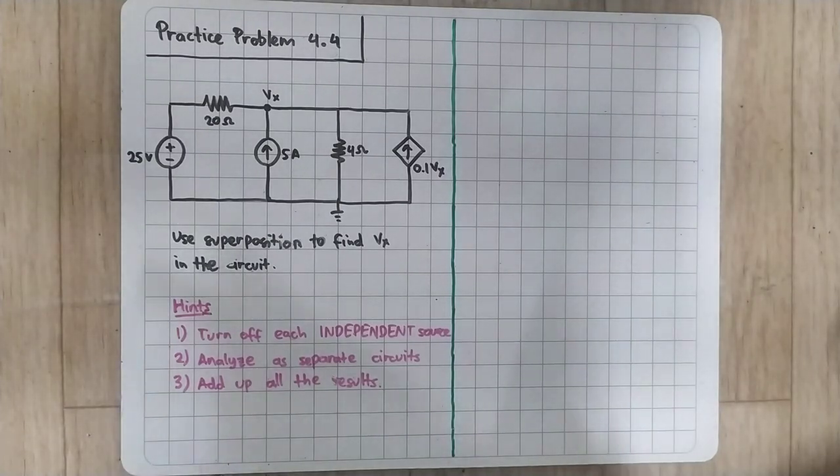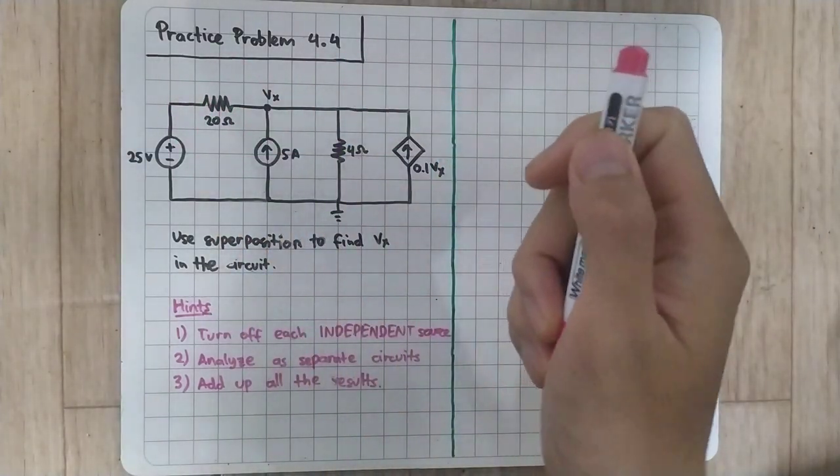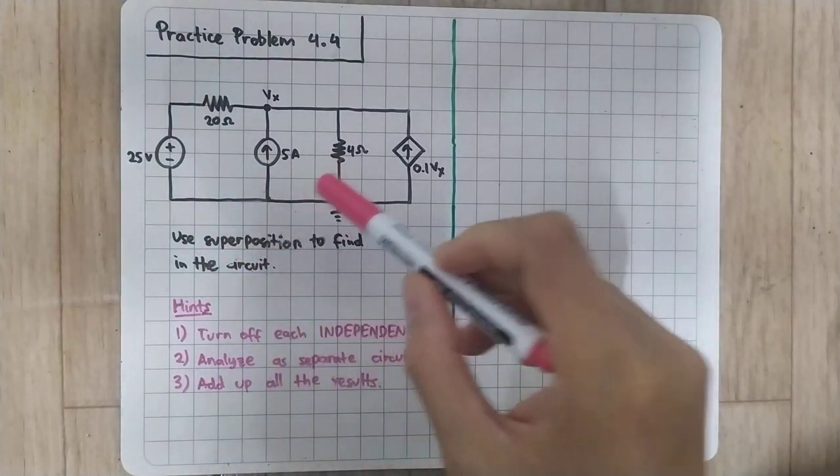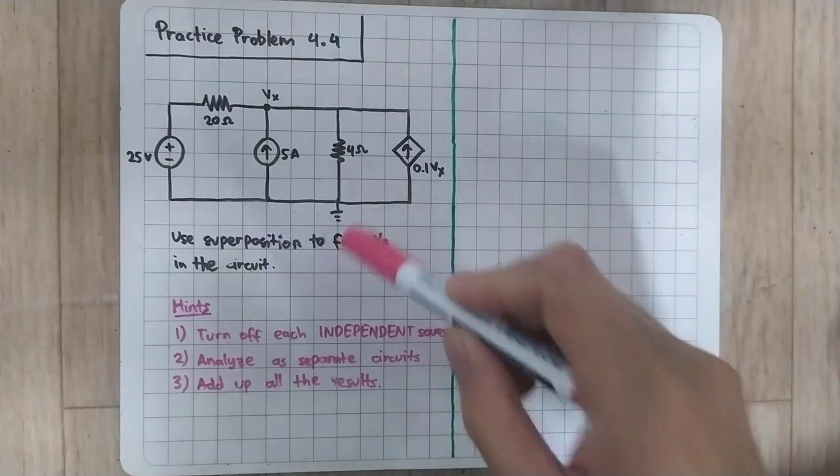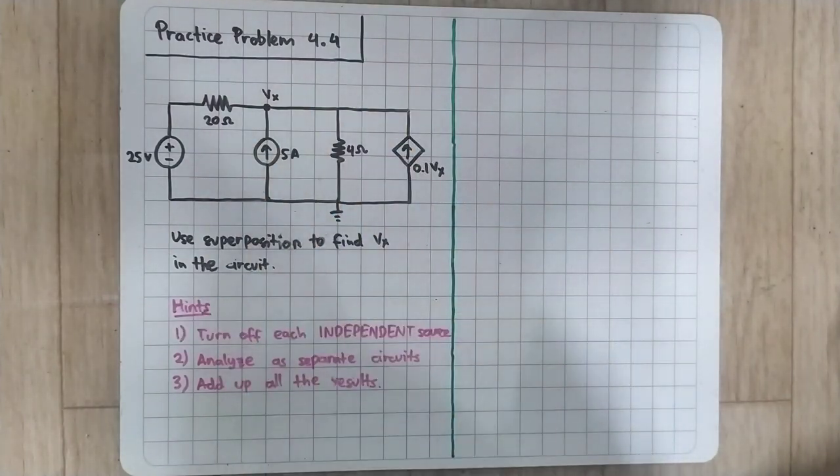So we are going to solve practice problem 4.4 from Sadiku. The question is, use superposition to find Vx. Vx is the voltage between this node and the ground in this circuit. And here are some hints.